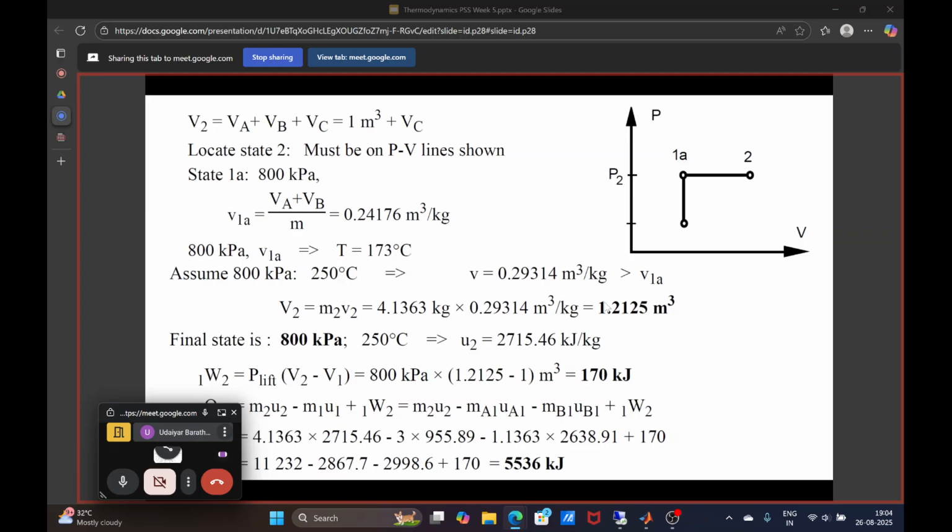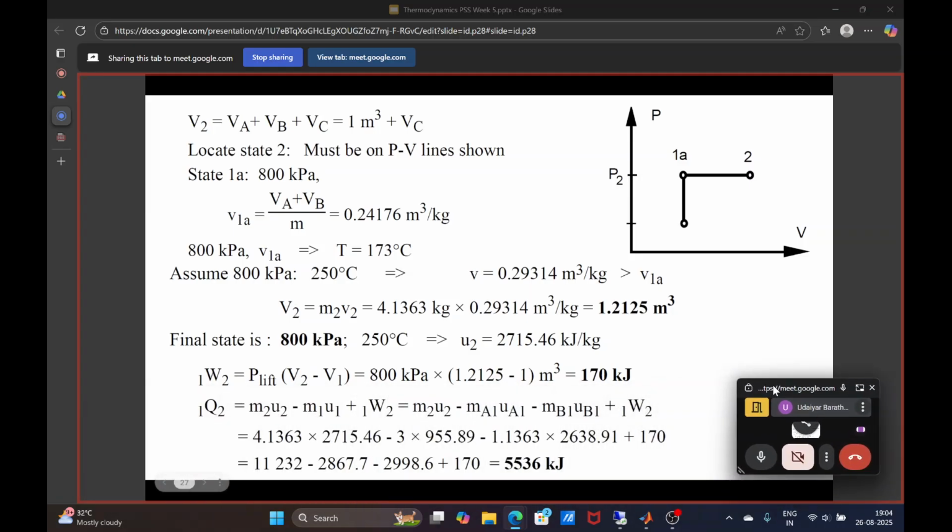So the change in volume here is 0.2125, multiplied by your pressure, will give you the work done. So the work done comes out to be 170 kilojoules. Now the heat transfer will be your change in internal energy plus the work done. So the change in internal energy is m2 u2, the final total internal energy, minus the internal energy of the contents in tank A, minus the internal energy in tank B, plus the work done.